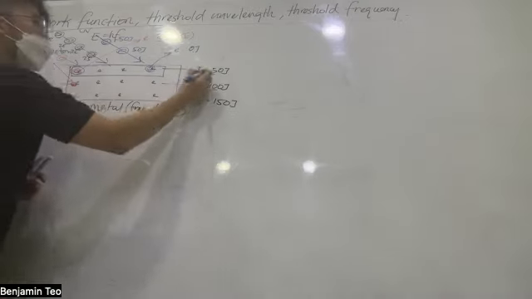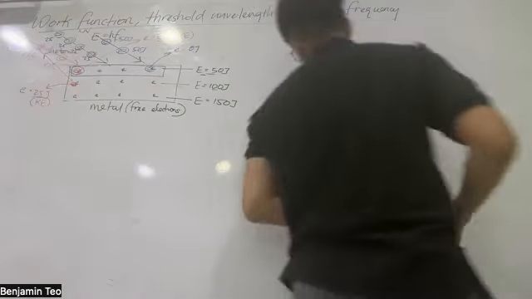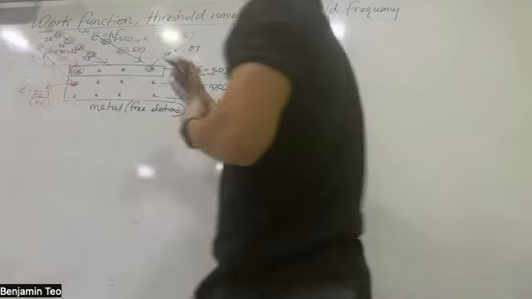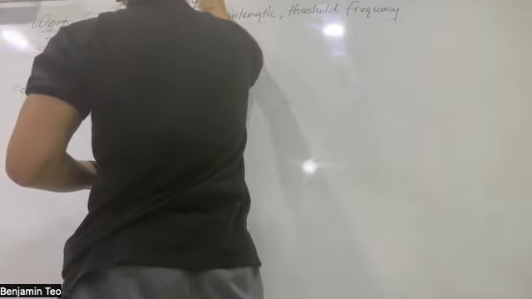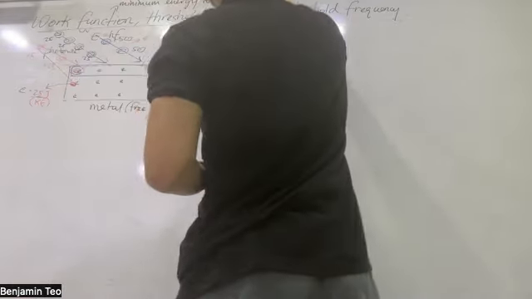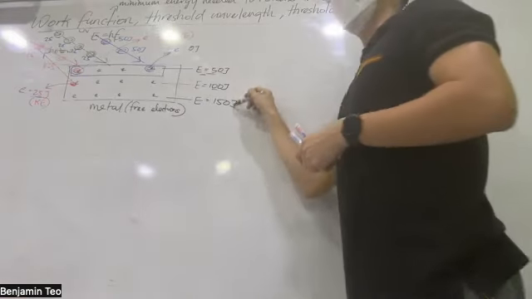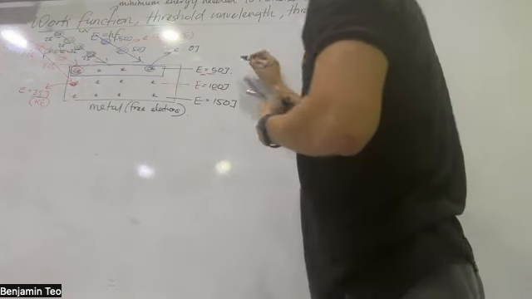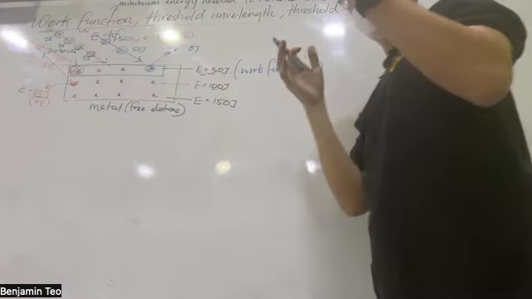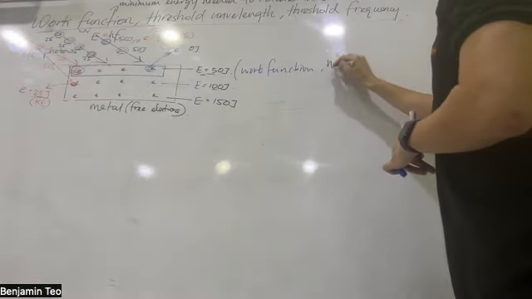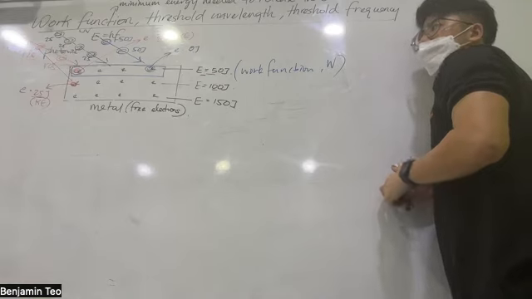OK, because they only need the minimum energy to be released. OK, work function is your minimum energy needed to release the electron. 50, 100, 150, 50 is your work function. The minimum energy you need is 50 to release it. Your symbol is capital W, so this metal's work function is 50 joule.